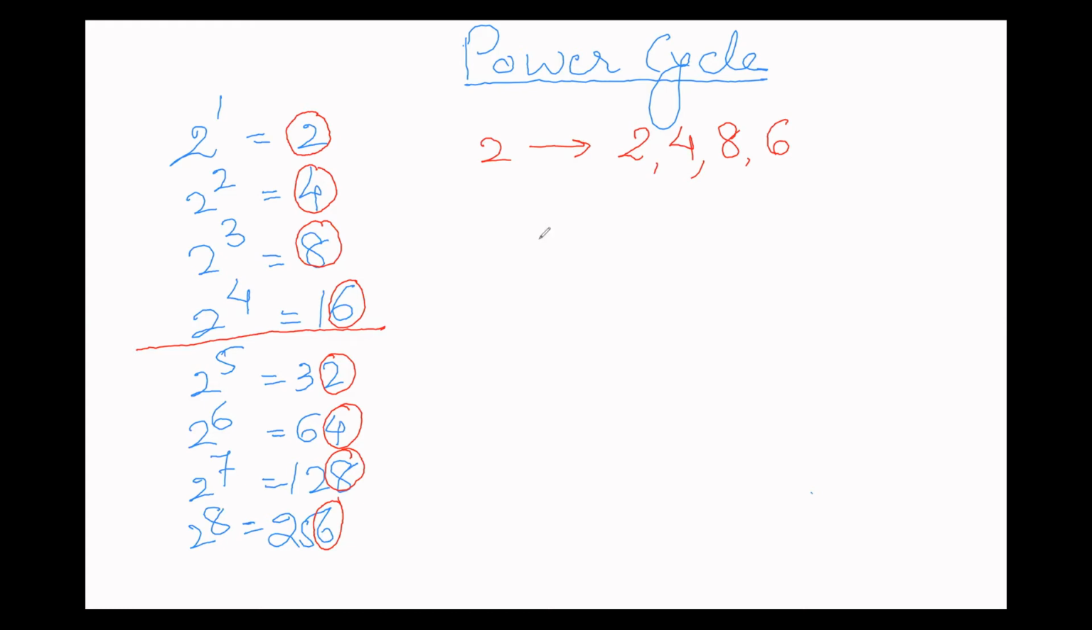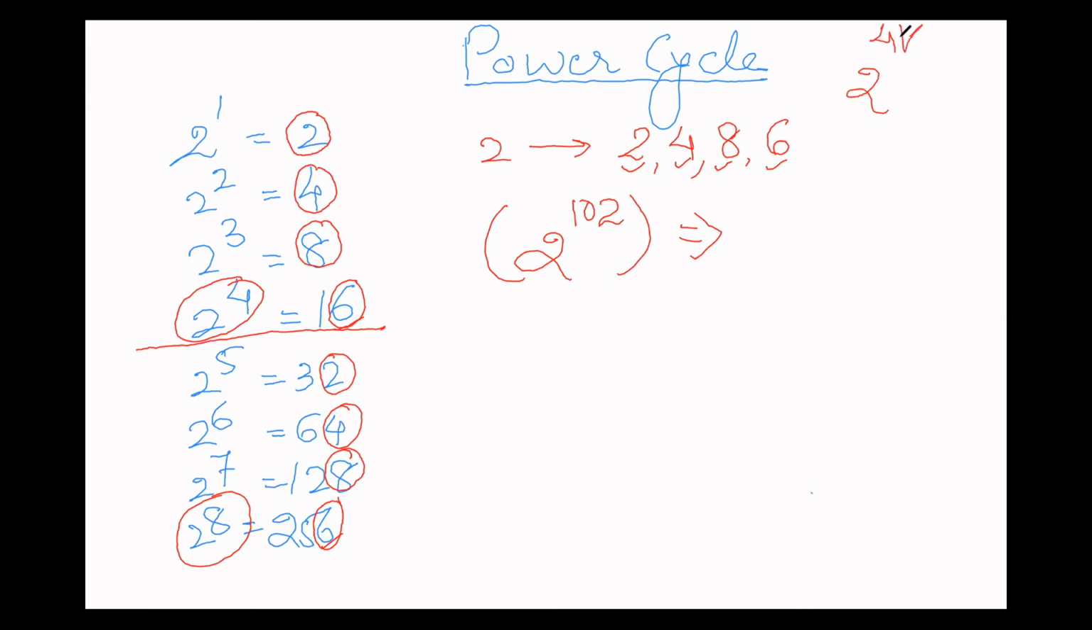Suppose you are asked to find 2 raised to power 102. This number is given to you, and you are asked to find the digit at the unit place. How to do it? Now, as I can see, there are 4 numbers in the power cycle of the number 2, and it is very much obvious when the power of 2 is 4 or 8. That means when the power of 2 is a multiple of 4, I will get 6 at the units place always. So I'm making a rule for you. When the power of 2 is a multiple of 4, I will get 6 at the units place.